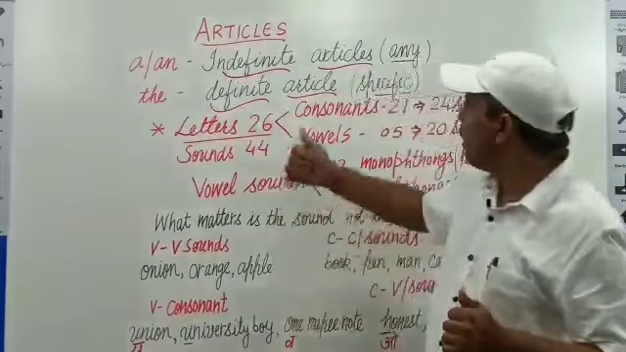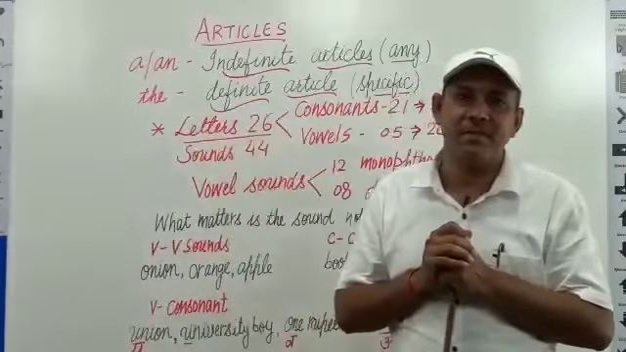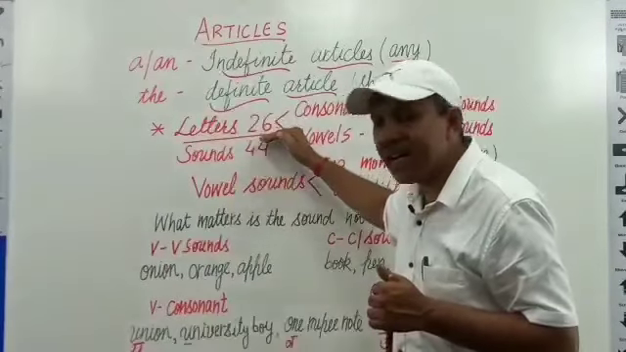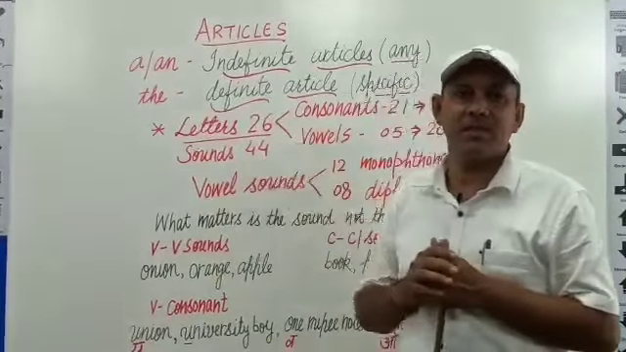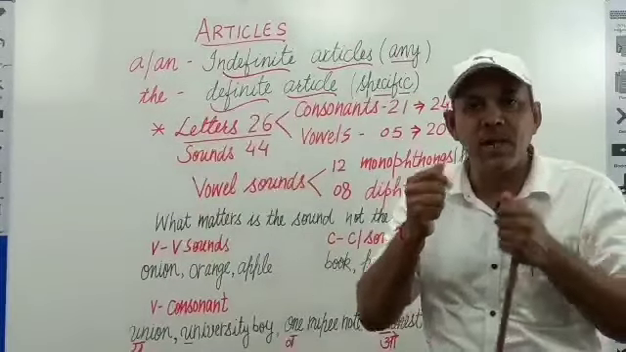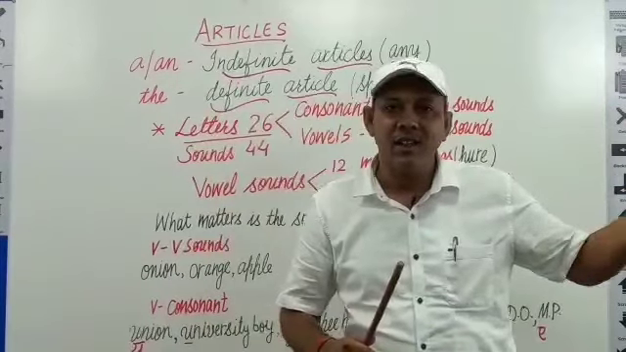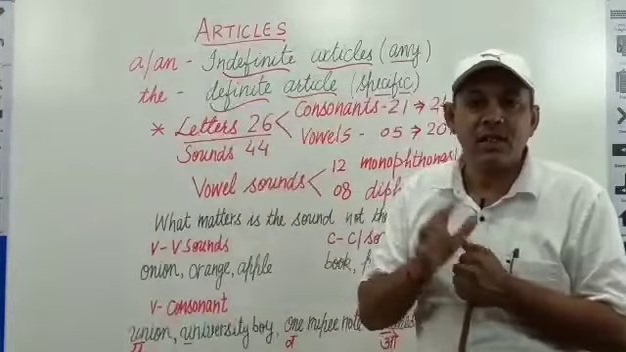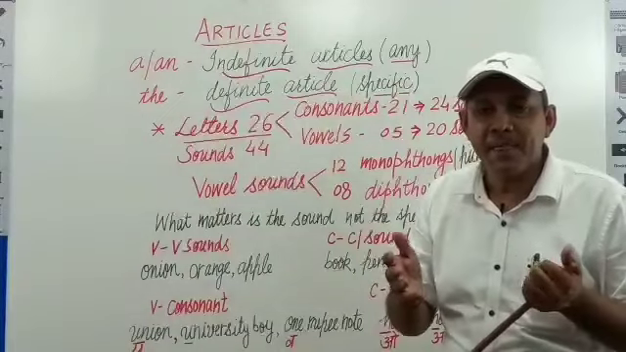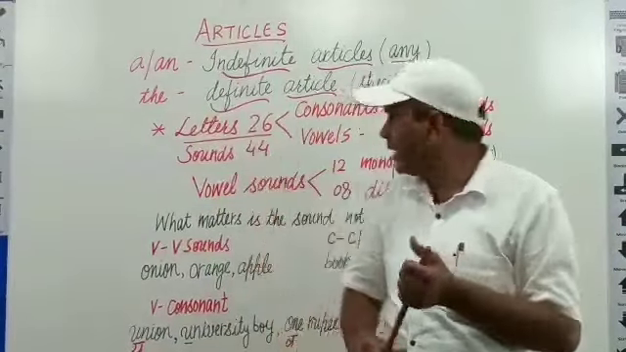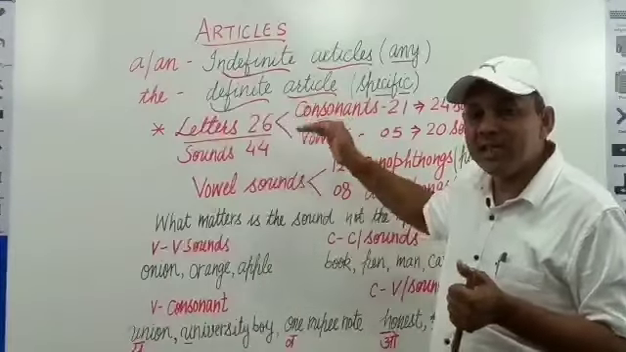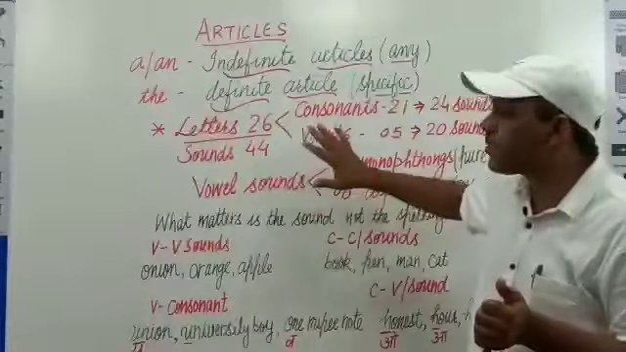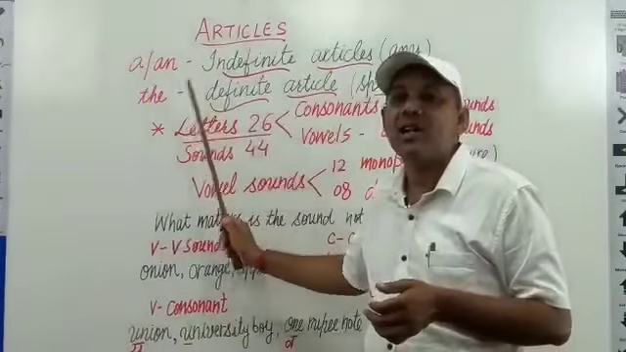As you know, there are only 26 letters in the English language and the problem is there are 44 sounds. 26 letters produce 44 sounds. There is no one-to-one correspondence between the spellings and sounds in English, as found in Hindi. This is the main problem. In Hindi, there is one letter for one sound. But here, a letter produces one sound in one word and another sound in another word. That's why we have to understand the basic concept of sounds before discussing articles.